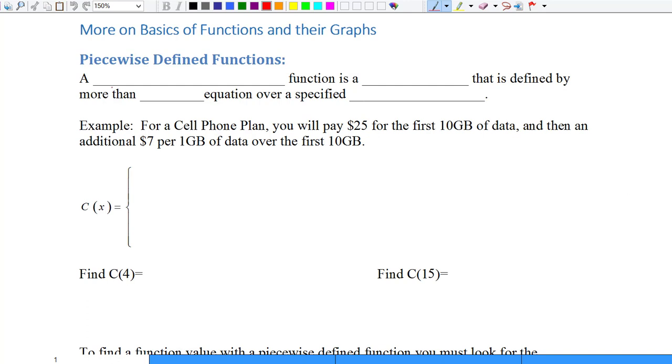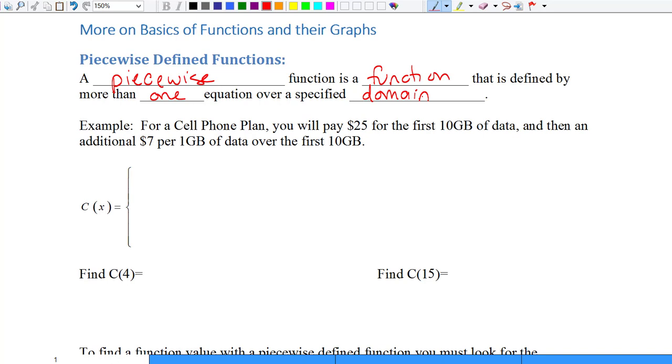A piecewise function is a function that is defined by more than one equation on a specified domain. Okay, that's a whole lot of words for saying sometimes you're going to use one function and sometimes you're going to use another.